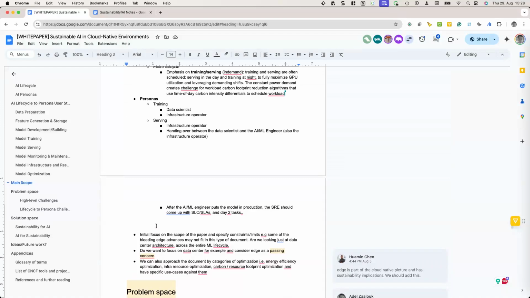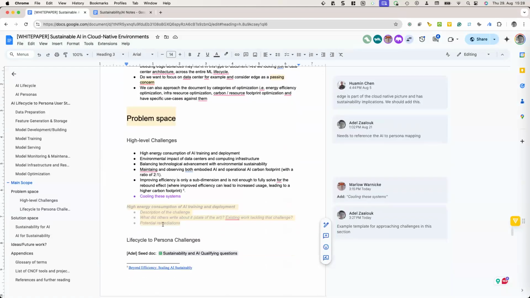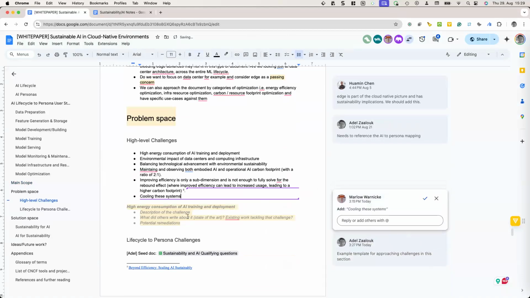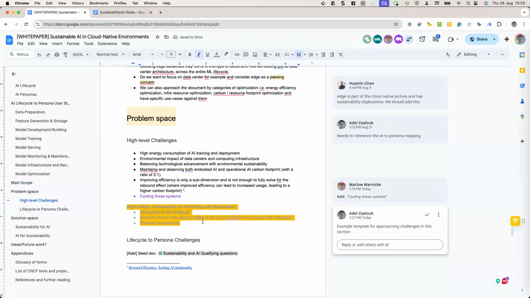Yes, what's the template? The template that I'm suggesting here is: the challenge, a description of it. Why is it a challenge? What does it mean? What did others do to define it and solve it? Techniques and approaches, which could also be merged with potential remediation.